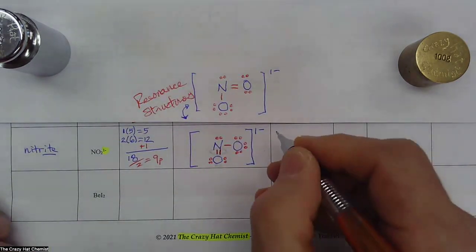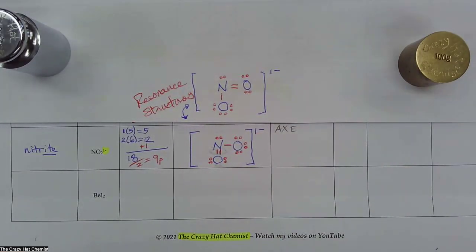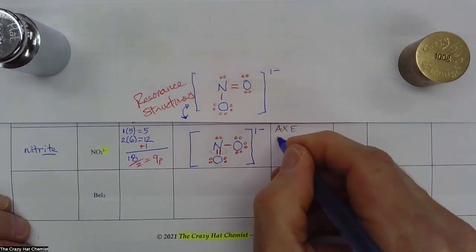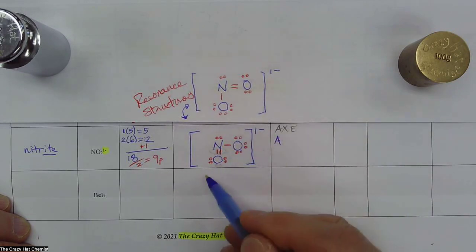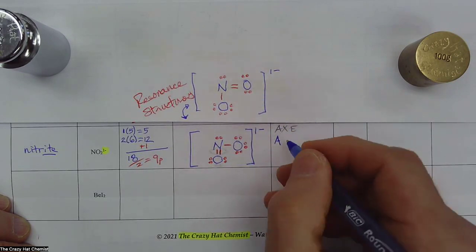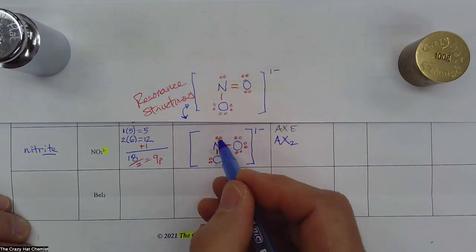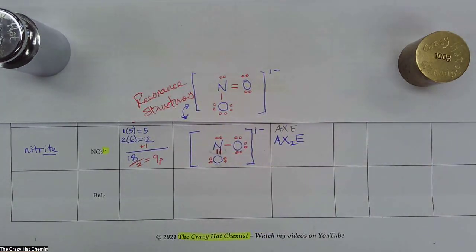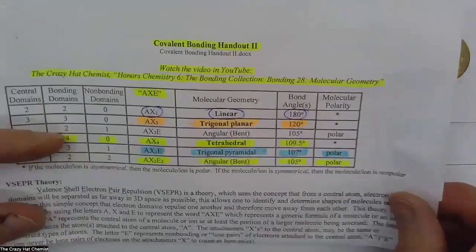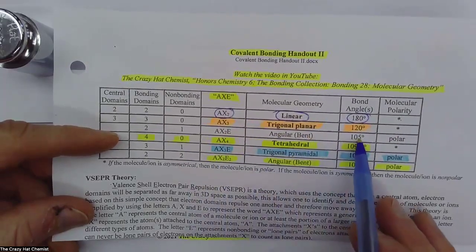Okay, our next column is the AX, and we can use either of these two resonance structures to determine the AX. The nitrogen in the middle is A. The two oxygens on the outside in the 3 and 6 o'clock positions are the X's, and there's two of those. And then, of course, there is a lone pair of electrons on the central element, that is an E. So what does that yield for us? Well, we're looking at AX2E. AX2E, that is angular or bent with a bond angle of 105.